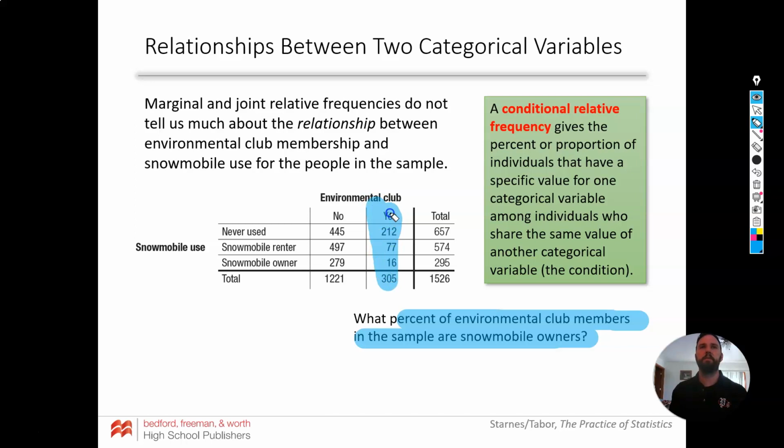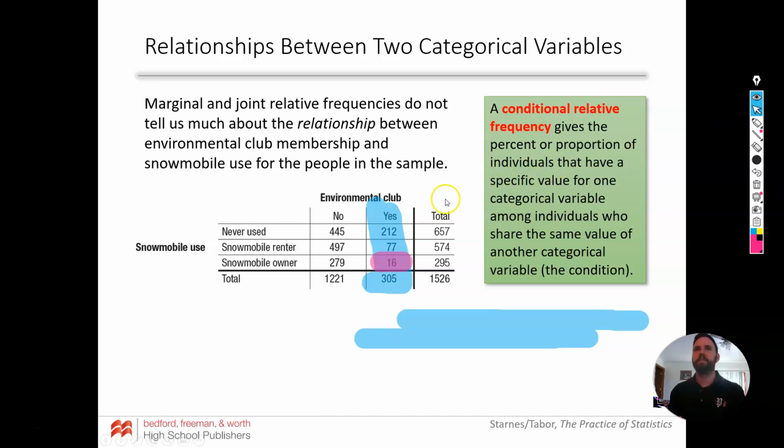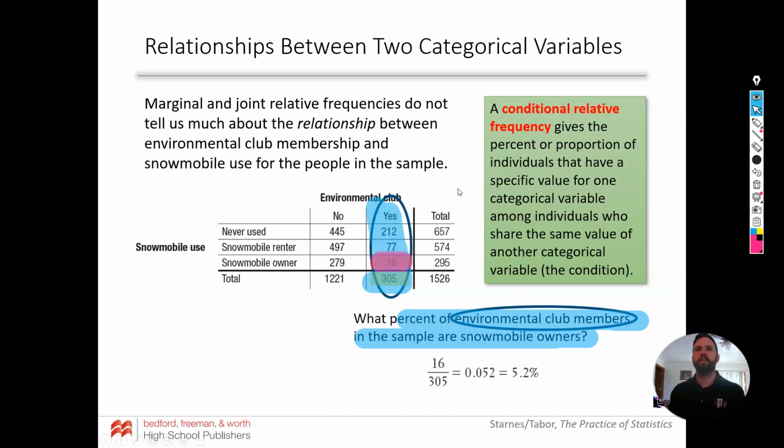So they're yes on the environmental club, and they are a snowmobile owner. But now how many total are in the environmental club? It's not 1526 anymore. Oh, they circled it. It's 305. Because there's only 305 people in the environmental club, 16 of which are snowmobile owners. We don't care about the other people now. I mean, we care as much as you can care for people, and generalized, but it's 5.2%.